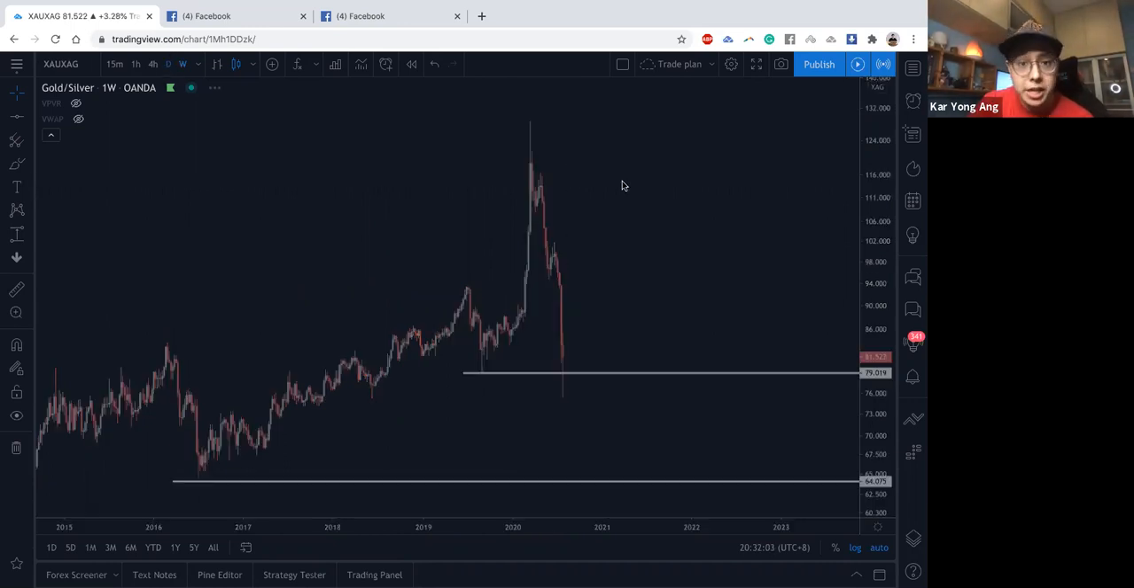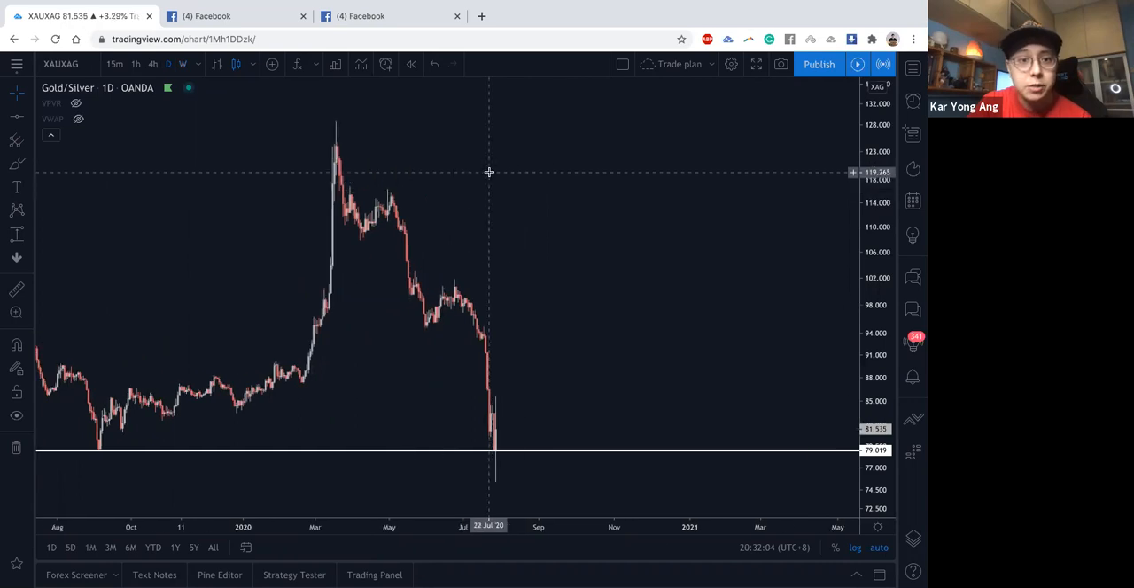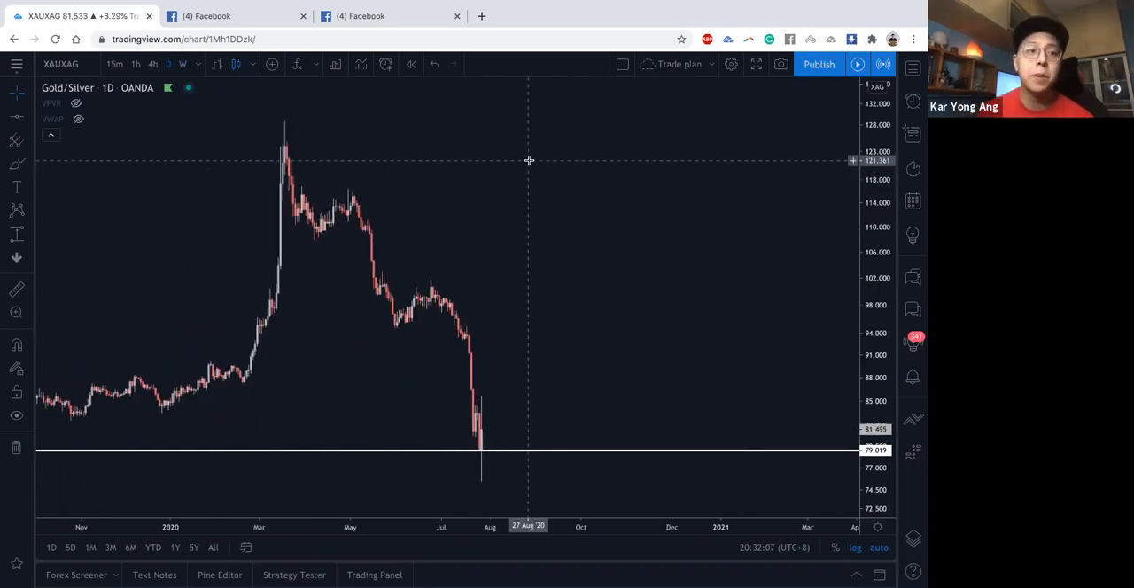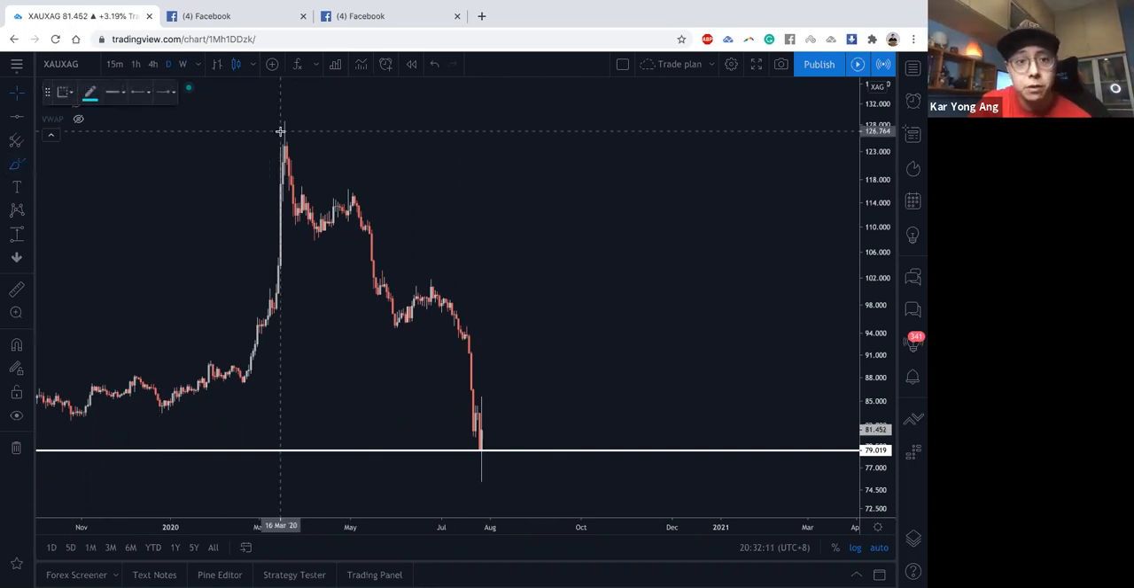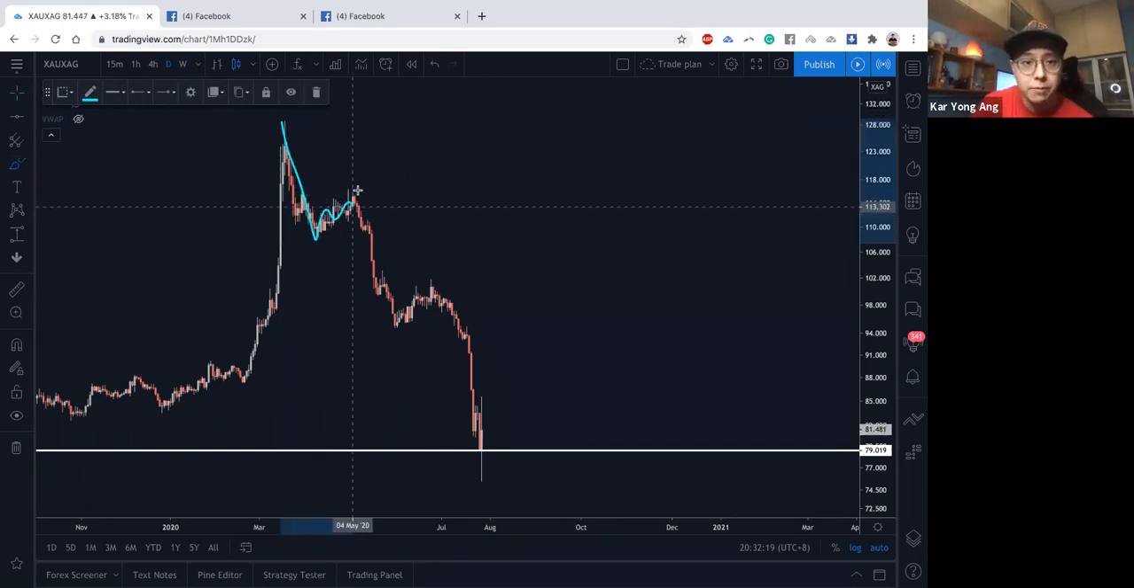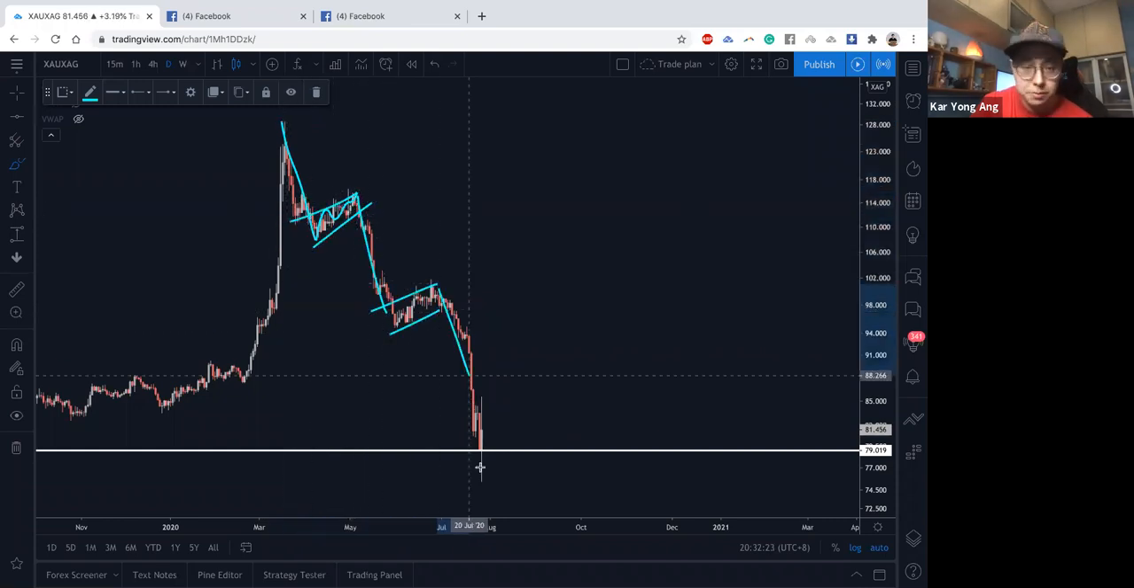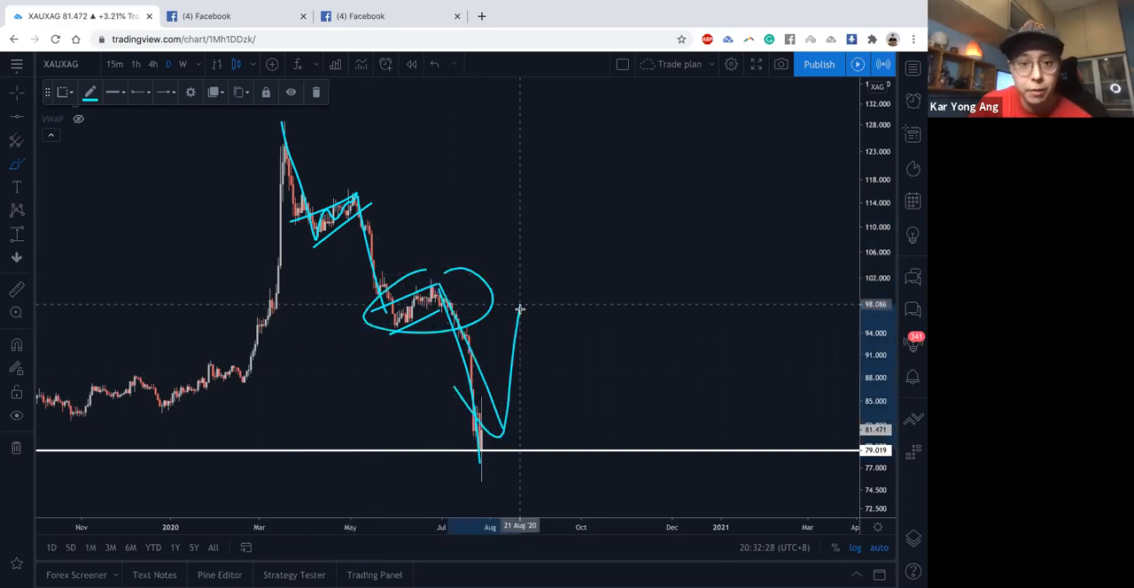Now, if I go back to the daily chart, you can see over here, this is the daily movement of the gold-silver ratio. And for those of you who are familiar with the technical analysis method that we apply to forecast the market, this pattern shouldn't be foreign. It's an impulse correction. Every time we see something like this, we expect it to drop.